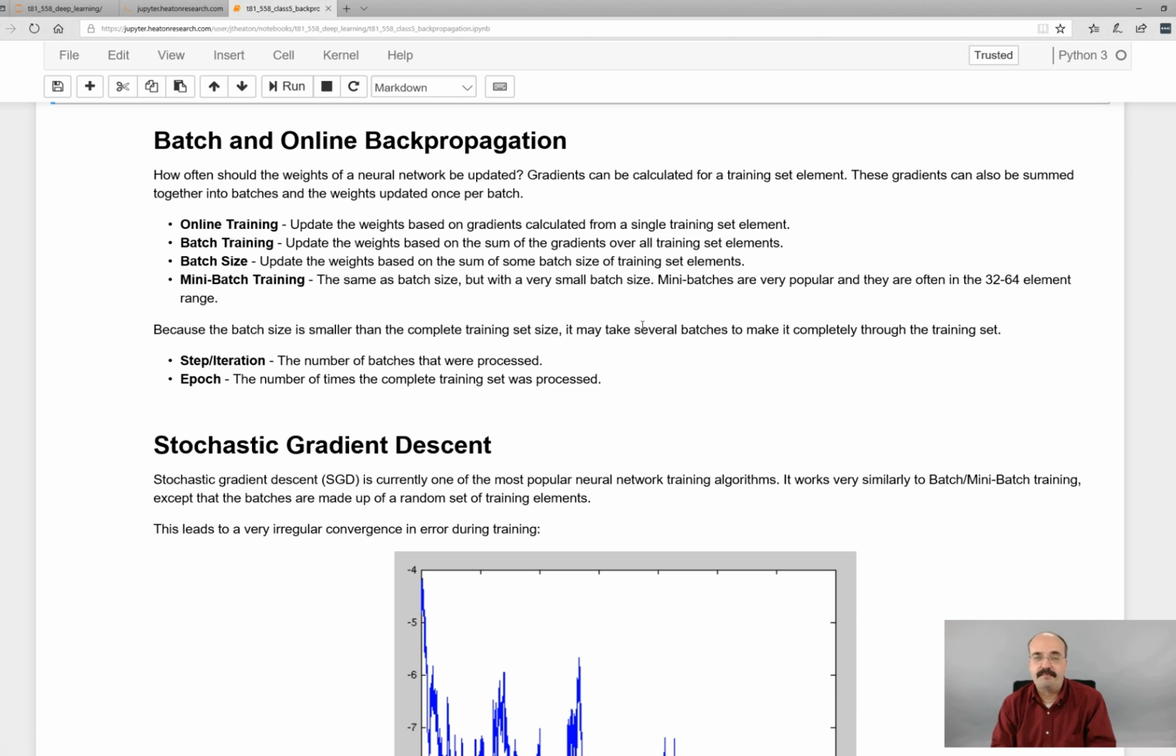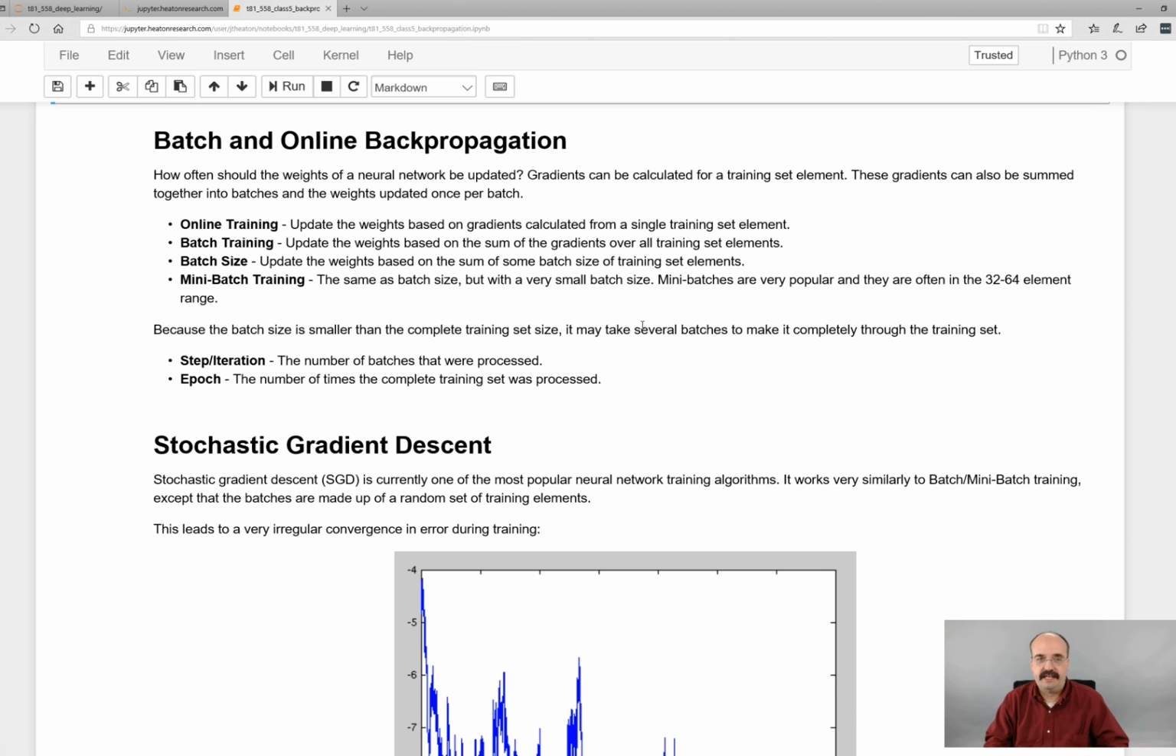Having batch sizes can provide considerable efficiency to the training of the neural network. This is also very big data compliant, because if you've got a very, very large data set, you just need to randomly sample many batches from it. So mini batch training is another very common technique for training neural networks. Mini batches are typically between 32 and 64 in size, so they're relatively small.